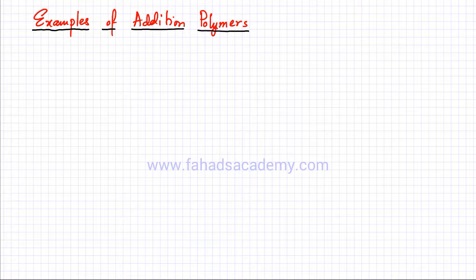In this lecture, we're going to try and study some examples of addition polymers. The number one example of an addition polymer is polyethene. If you have some general knowledge of polyethene, they mostly make your plastic bags that you see all around. They're mostly made from polyethene, so they're called polythene bags as well.